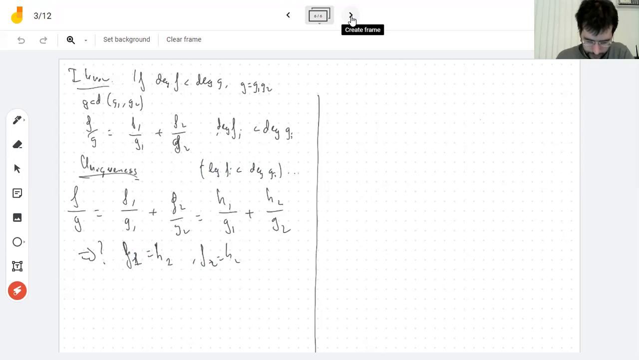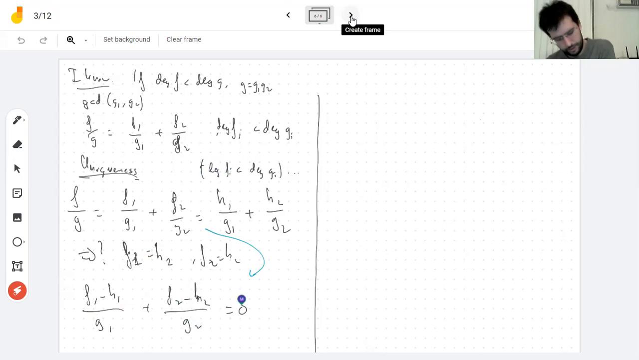And the answer is that yes, this is unique. If you look at this equality, this is telling you that (f1 minus h1) divided by g1 plus (f2 minus h2) divided by g2 is zero. So I really just want to show that those two fractions are zero. And I mean, think about rational numbers. If I have something over 3 plus something over 4 is zero, and the numerators are smaller than 3 and 4, there's no solution there. And that's what's happening here.